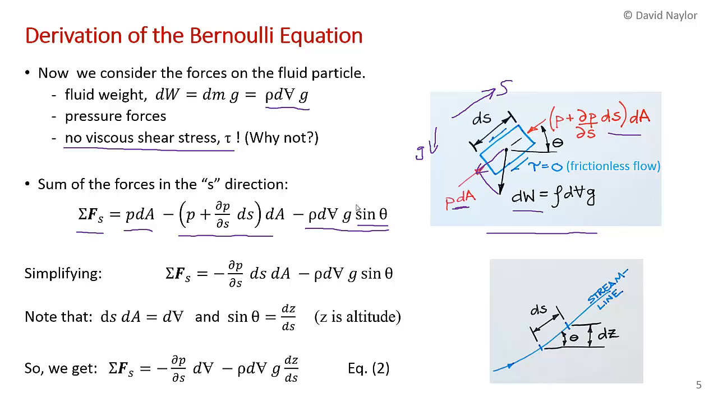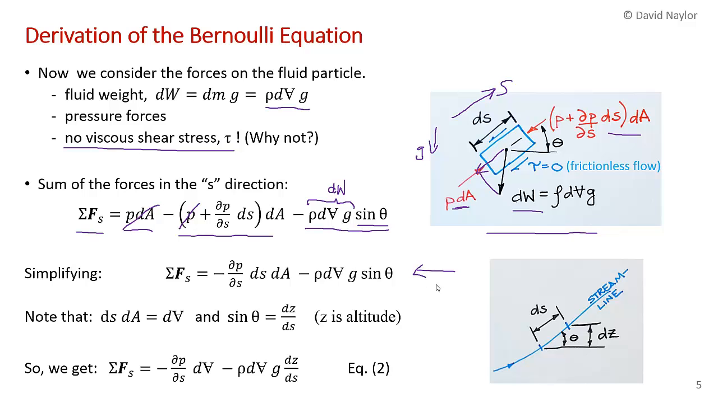So this term here is dW, the differential weight, times sine theta, so we get the component in the negative s direction. Now we can simplify this. We have P dA here, and we have minus P dA, so that term cancels with that term. And so we're just left with minus ∂P/∂s ds dA, and then minus rho dV g sine theta. So here's the simplified equation.